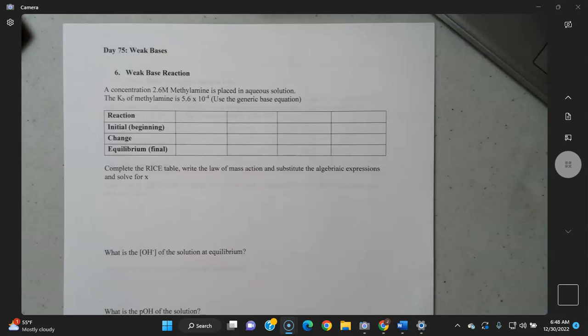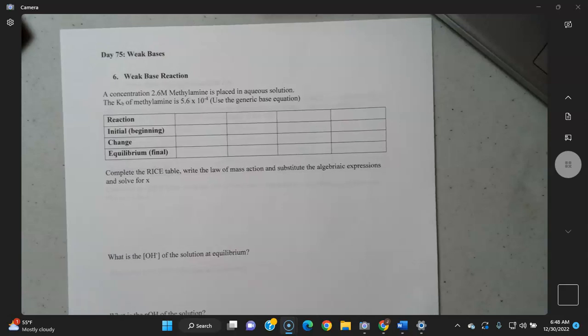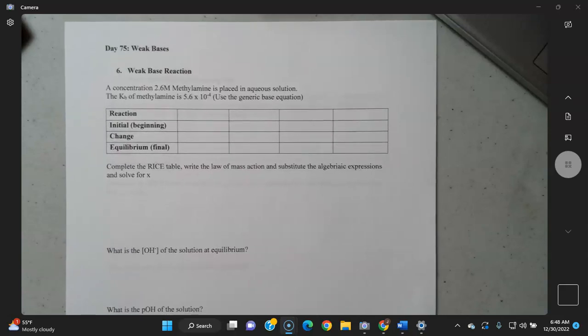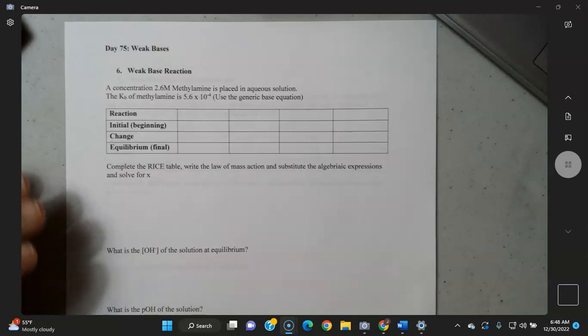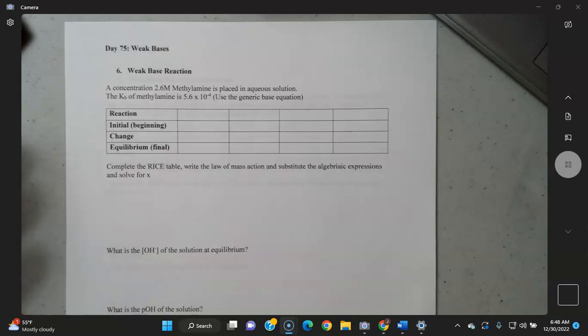Chemistry, we're on to part 2 of the day 75 week basis assignment. We're going to continue practicing some ICE tables here. I'm doing most of these for you, pretty much all of them. It's important that you know how to do them though. So you should always try to do these before I do them. Otherwise you're just not going to learn them.